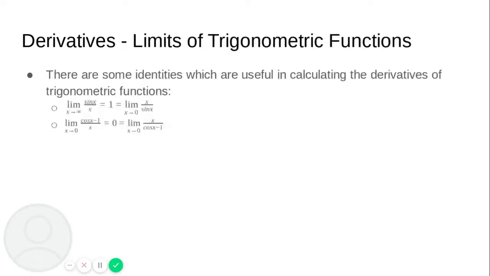So we sometimes have to look at limits of trigonometric functions. There are some identities that we have to keep in mind when we're calculating the derivatives. So for example, the limit as x approaches infinity of sine x over x is 1, and this is the same for the inverse. And the limit as x approaches 0 of cos x minus 1 over x is equal to 0, which again is the same for the inverse.